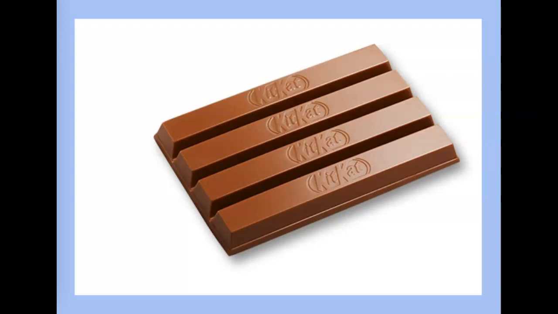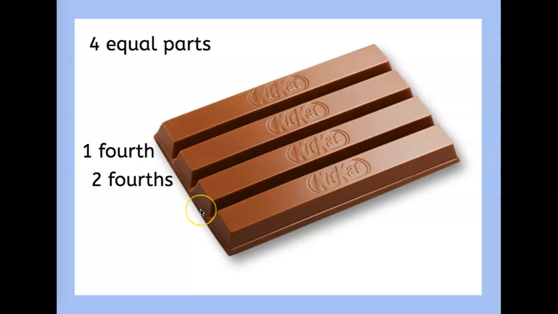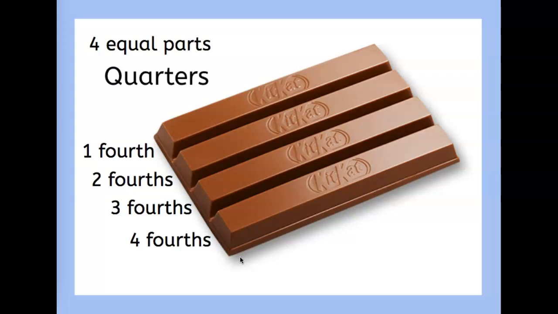What about this Kit Kat bar? How many equal pieces are there? There are 1, 2, 3, 4. 4 equal parts or 4 equal pieces. We learned earlier that each piece is called 1/4. So that means if we're counting 2 pieces, 2/4. Counting 3 pieces, 3/4. If we're counting 4 pieces, 4/4. But there's actually another way to call the fourths. Fourths can also be called quarters.